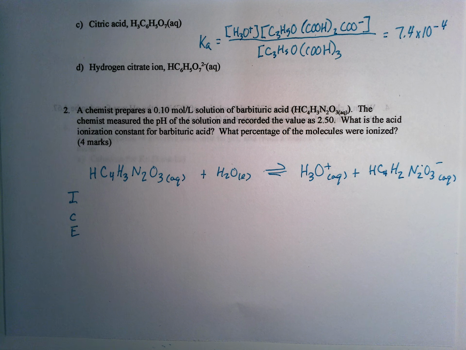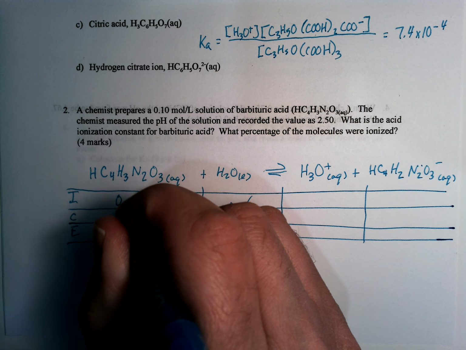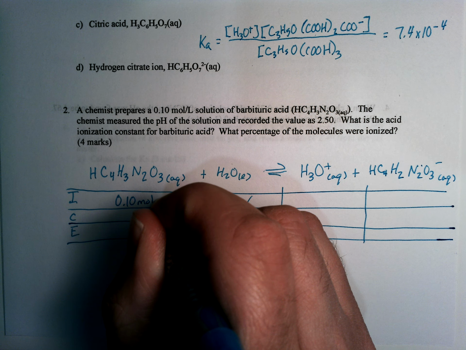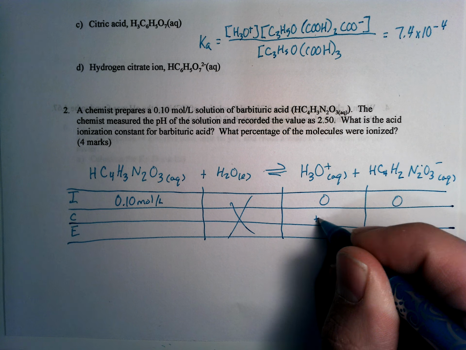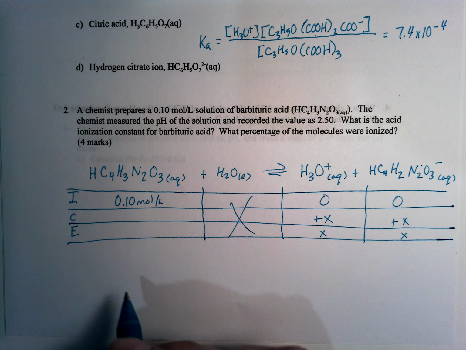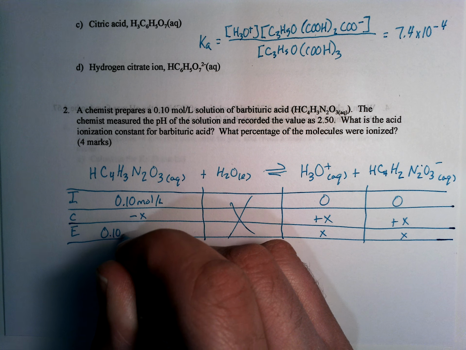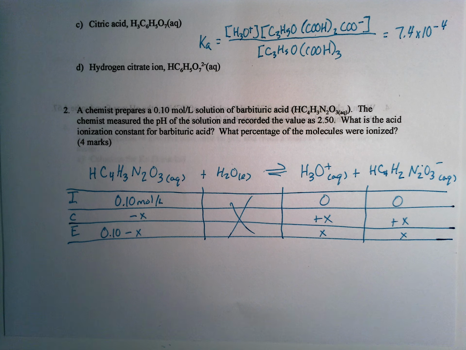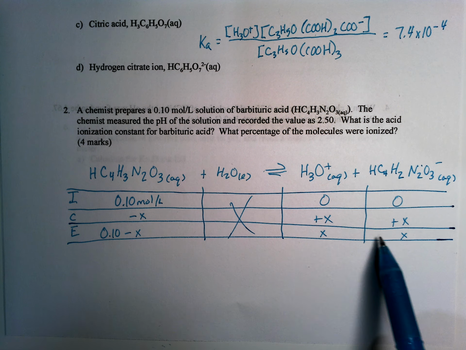So we'll get that prepared. Now we'll fill in the values that we know. We know that this is 0.10 moles per liter. We know that these are both 0. These are both going to be plus X, so both of these values will be X. Then this would be minus X, so this is 0.10 minus X. That gives us our table. Now for any of these, we have to solve for X.